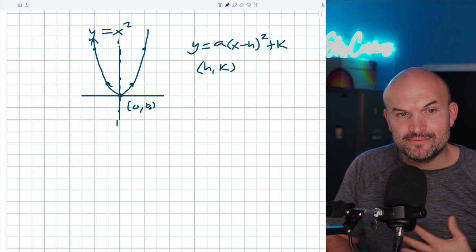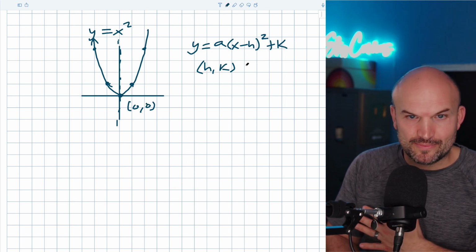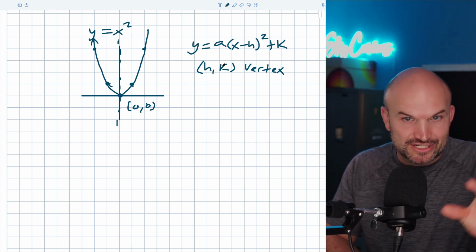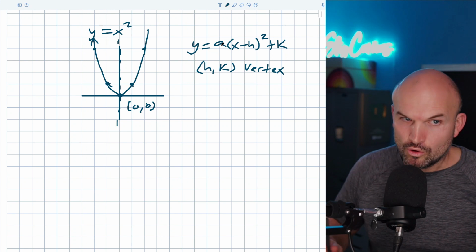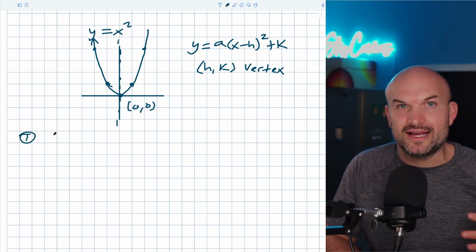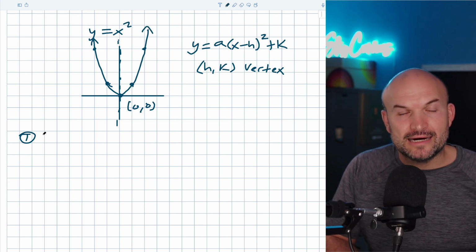Now, in this case, you can see my h and my k are 0 and 0. But either way, these represent your vertex. Okay. So if we're going to have transformations or an h and a k, that's going to be shifting, moving the graph left, right, up, or down. So let's get into a couple of examples, so that you feel like you can graph a quadratic now, knowing some transformations.